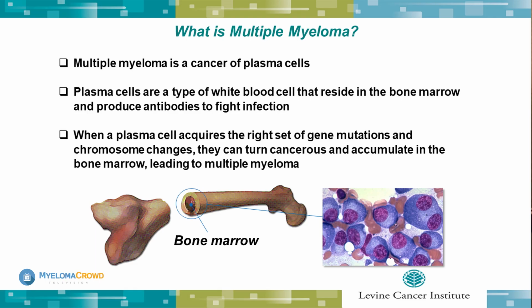So you all know what multiple myeloma is. It's a cancer of plasma cells. What the heck is a plasma cell? So a plasma cell is a white blood cell that resides in the bone marrow and produces antibody to fight off infection. So if a plasma cell, over the course of time, and we're talking many, many years, acquires the right set of chromosomal changes and gene mutations, it will start to grow in an uncontrolled manner and lead eventually to the manifestations of multiple myeloma. So what are those manifestations?